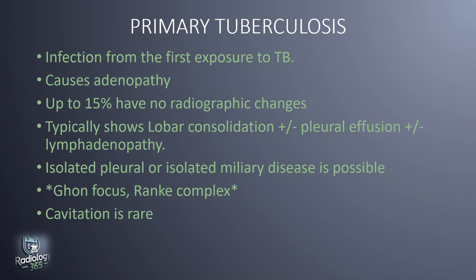There are some other classic imaging findings of primary tuberculosis that are not always seen, like the Ghon focus, which is an initial focus of parenchymal infection. It's usually located in the upper part of the lower lobe. So you would see a solid-looking mass-like lesion called the Ghon focus. And then you may also have what we call a Ranke complex. That's the Ghon focus plus hilar lymphadenopathy. Sometimes cavitation may occur, but usually not in primary TB. So if you do see cavitation, you should not be thinking of primary tuberculosis.